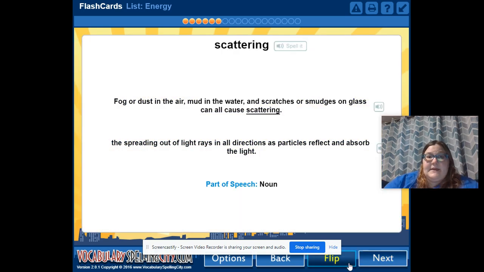Scattering. This is why the sky is blue. It is the spreading out of light rays in all directions as particles reflect and absorb the light. So it's going through, and it's not just going directly through and bending, it's going through and going everywhere. This is like translucent. Light goes through a translucent thing, but it doesn't go in a direct path. It goes through and then goes everywhere.